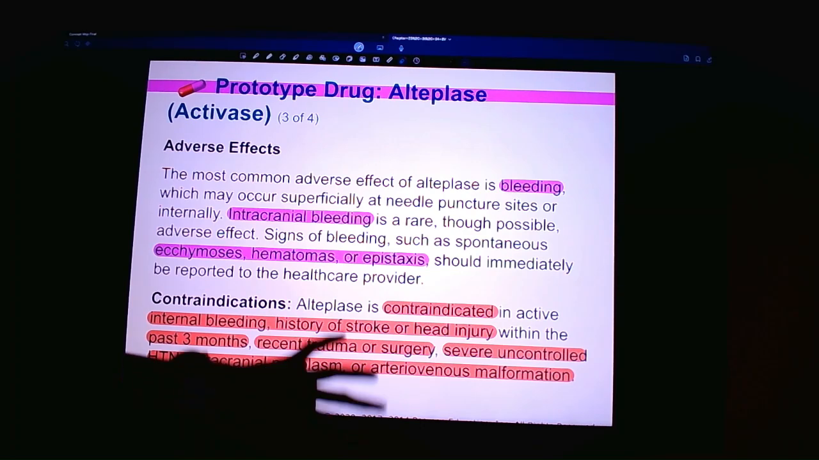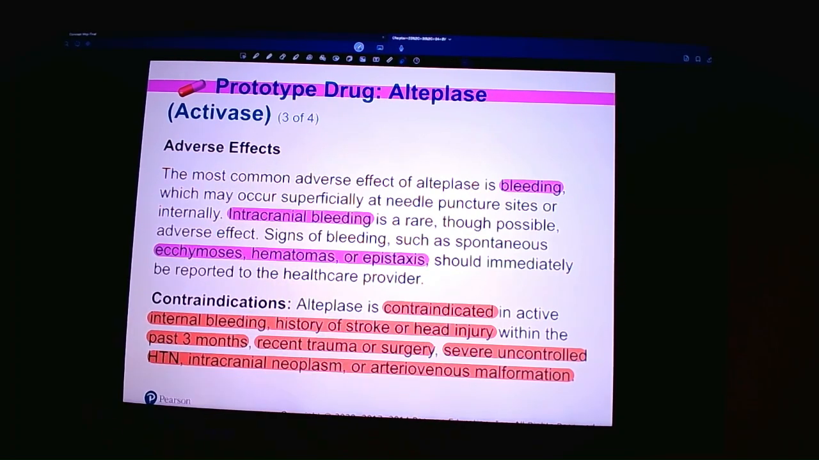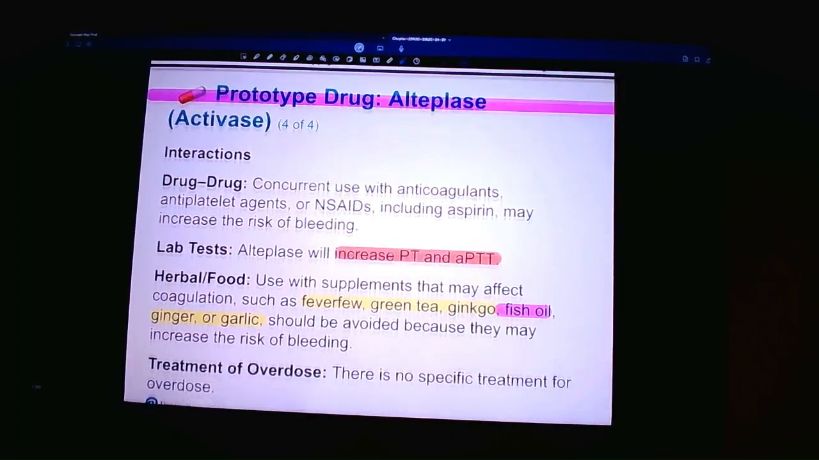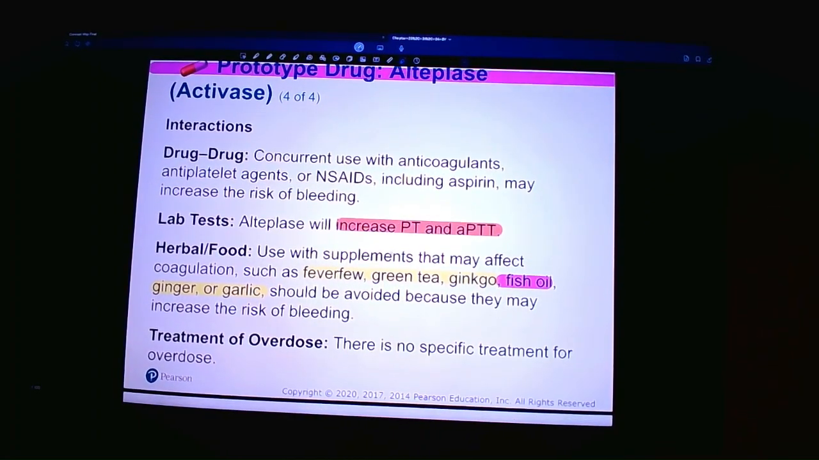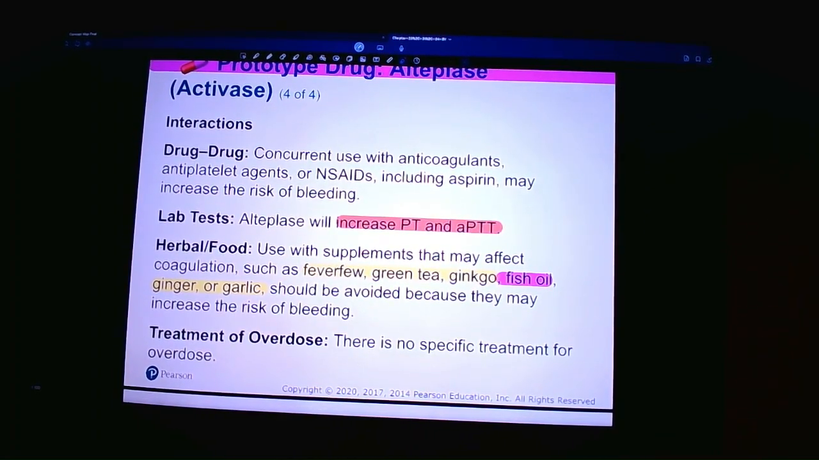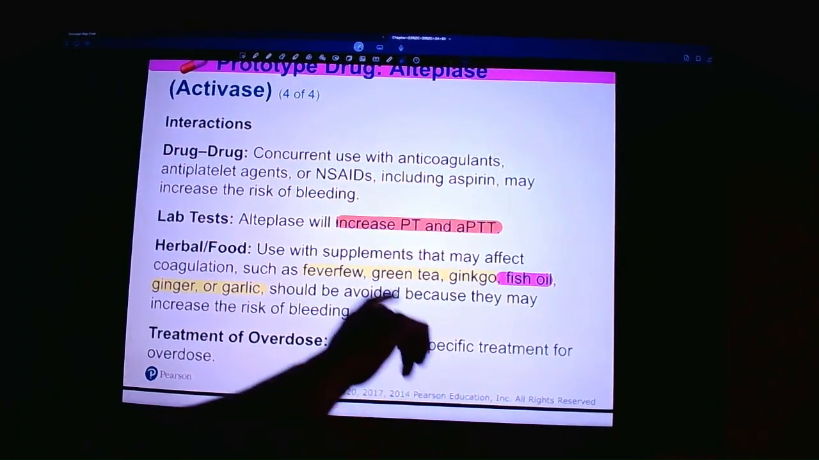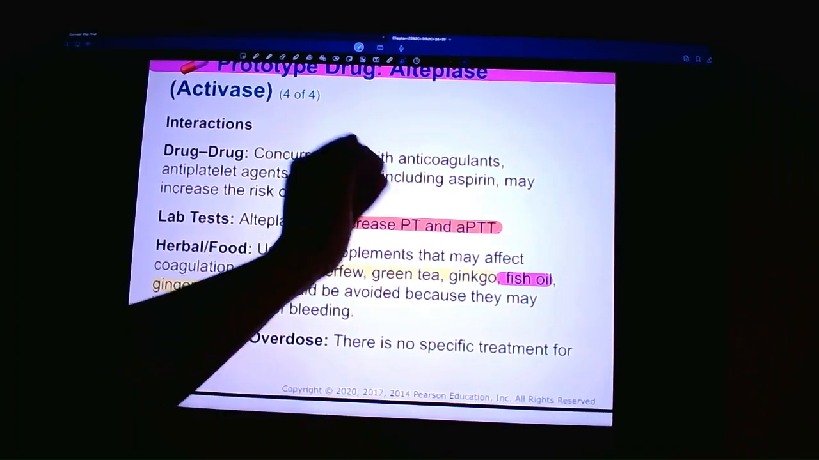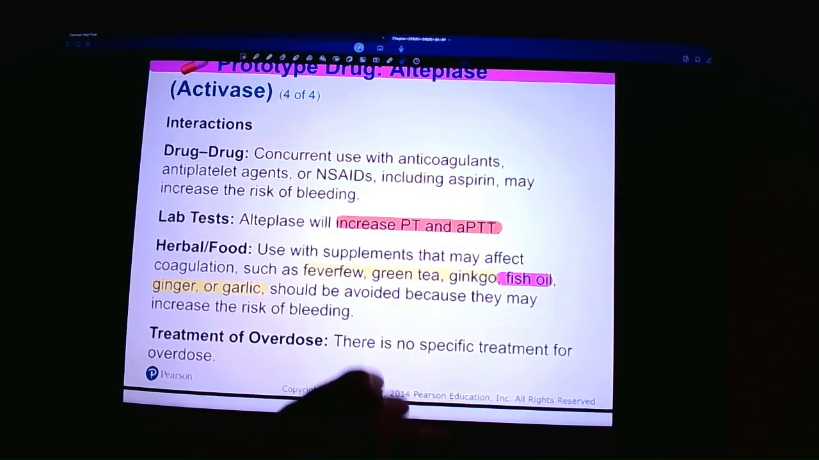Intracranial neoplasm, a lot of brain stuff, and then arteriovenous malformation, again that's all related to blood vessels. And then finally this last little piece right here, so we have our drug-drug interactions, right? I didn't even highlight this stuff because it's just a repeat. Use it with anticoagulants, use it with antiplatelets. It increases your risk of bleeding.